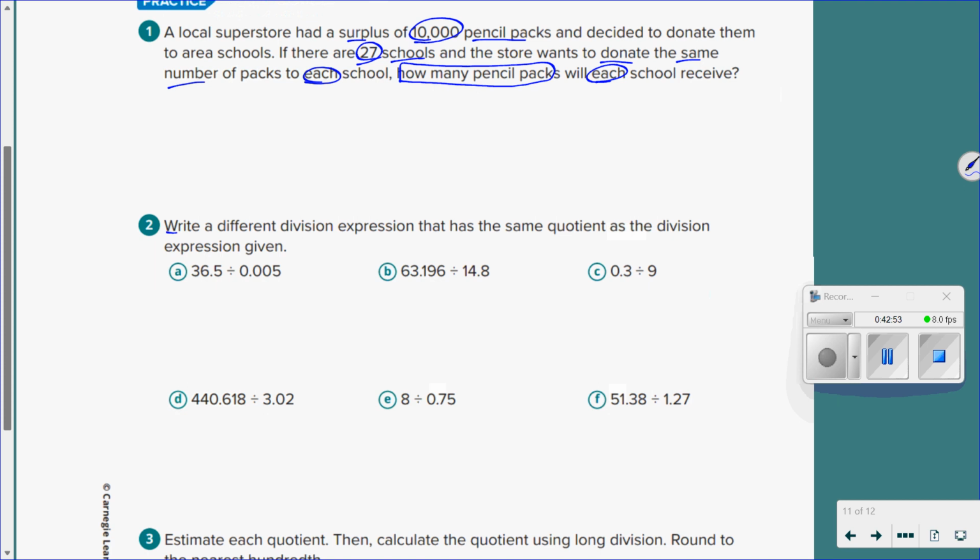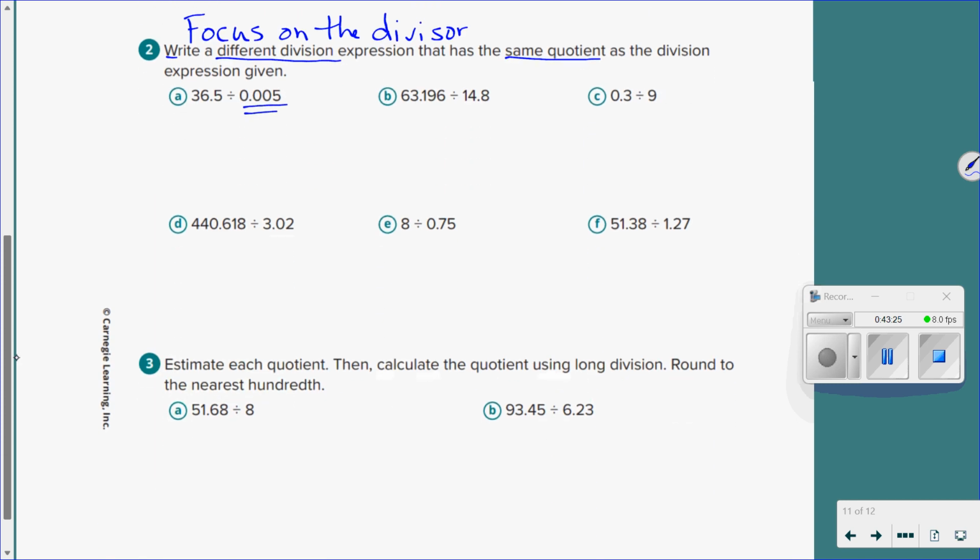Write a different division expression that has the same quotient as the division expression given. Huge hint here. Focus on the divisor. Okay? So I'm looking at this one to figure out what I want to do to make my equivalent expression for every one of those. Make sense? Do I actually have to solve any of those? No, it does not say calculate. So all you're doing is rewriting it using how you would write it.